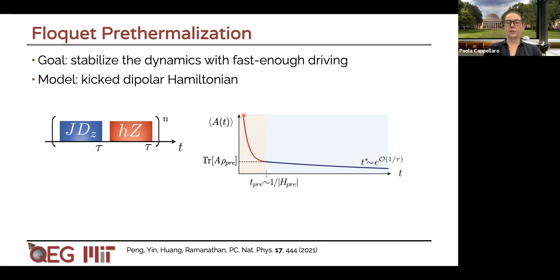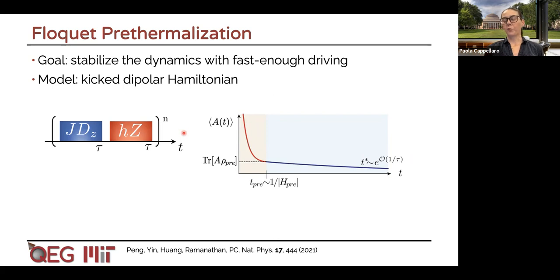So for any given observable, you start from its initial value, and it will decay fast toward its prethermal value, which is the value it will have in a state thermalized with respect to this other Hamiltonian, but then it will stay there. It will not stay forever, because you still have a little bit of heating, but the time that it stays stable is very, very long. It's exponentially long in the rate at which we are driving the system. So if you drive faster and faster, you can stay for longer and longer.